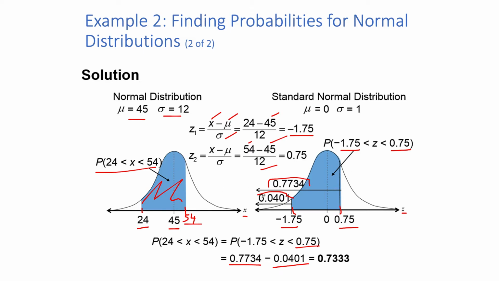So the area in between these two z-scores is the difference between these two areas. This is the entire area, this is the area to the left here, so the difference tells me this area. The difference is 0.7734 minus 0.0401, so the area in between those two z-scores is 0.7333. If you want to interpret this number, it says that 73.3% of shoppers will spend between 24 and 54 minutes shopping in that supermarket, given what the distribution looks like.